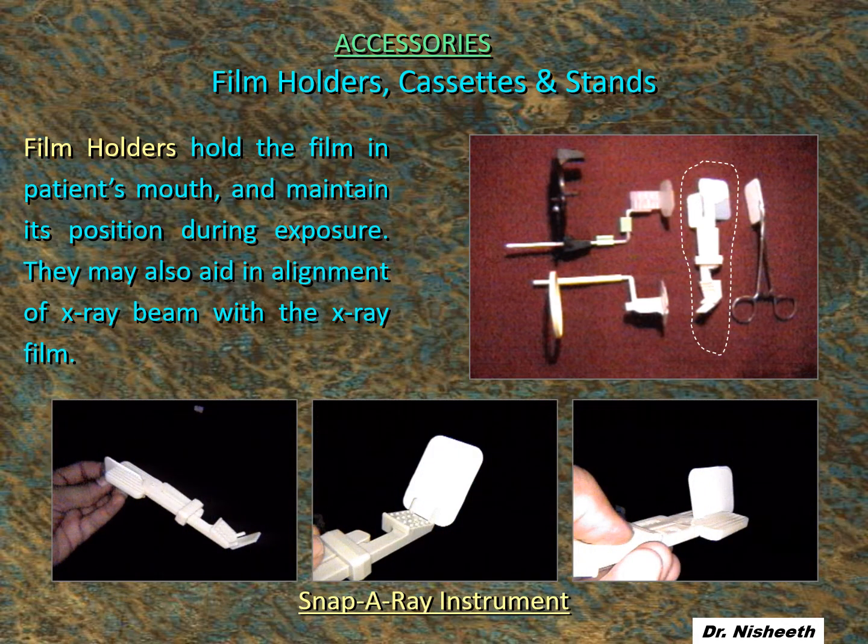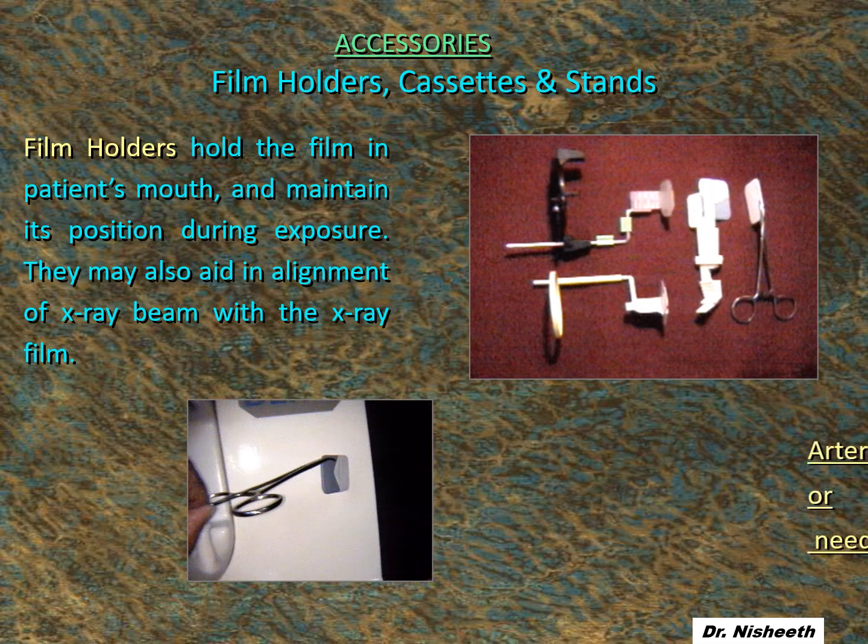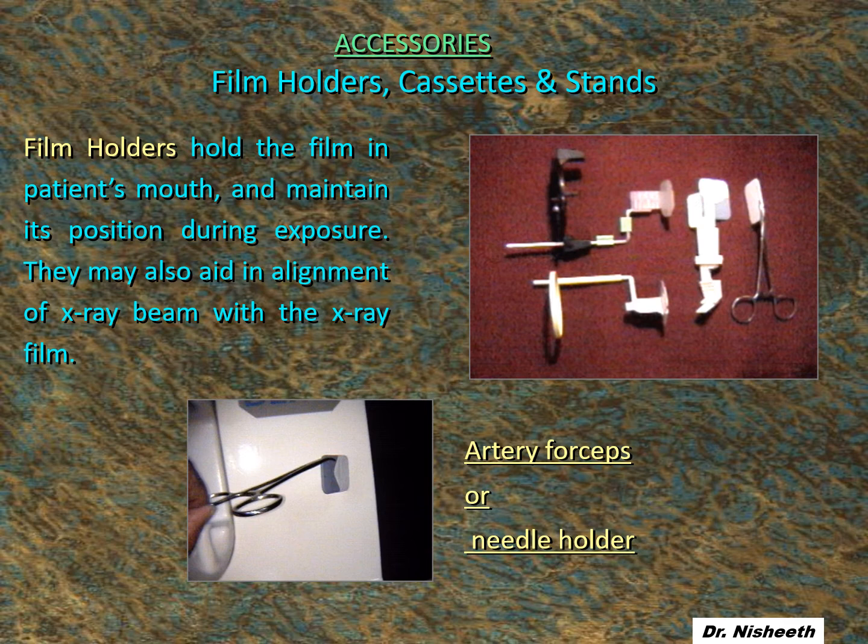This is a snap array film holder. This is how we use it for the anterior, and this is how we use it for the posterior. On this portion the patient bites, and this white side remains towards the tooth. This is used for the bisecting technique. And this is an artery forceps or a needle holder. When we don't have film holders, we can use it.